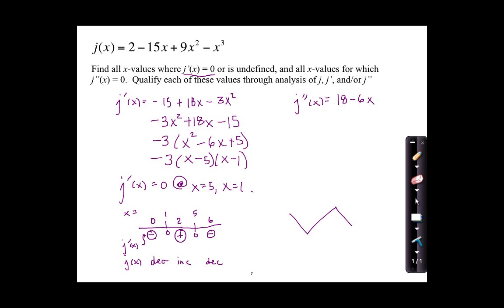But based on just the first derivative, I can say, oh, well, this spot here at x equals 1, where it changes from a negative first derivative to a positive first derivative, otherwise known as j of x changes from decreasing to increasing, I've got a minimum in my graph that occurs at x equals 1. And I've got a maximum in my graph, a local maximum, meaning it's the top of the hill, that occurs at x equals 5.